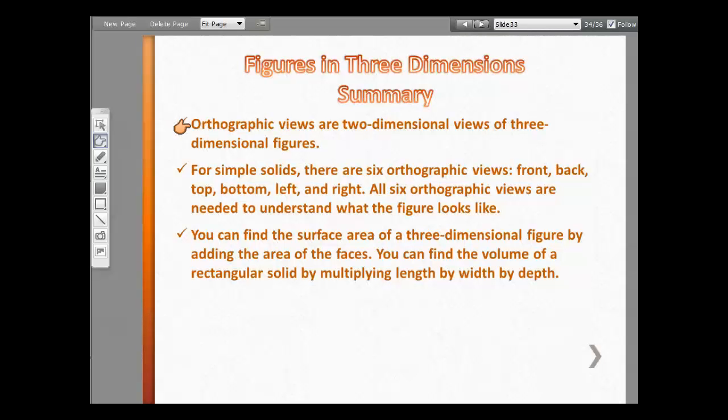Okay, what we've done today is we've talked about the orthographic views, or two-dimensional views of three-dimensional figures. For simple solids, there are 6 orthographic views: front, back, top, bottom, left, and right. All 6 views are needed to understand what the figure looks like. We learned how to find the surface area of a three-dimensional figure by adding the area of the faces. And we also learned that you can find the volume of a rectangular solid by multiplying length by width by depth, or as we're used to calling it, height.